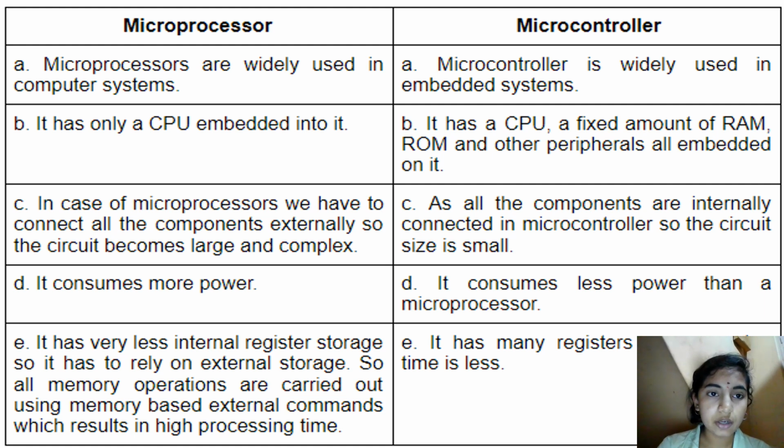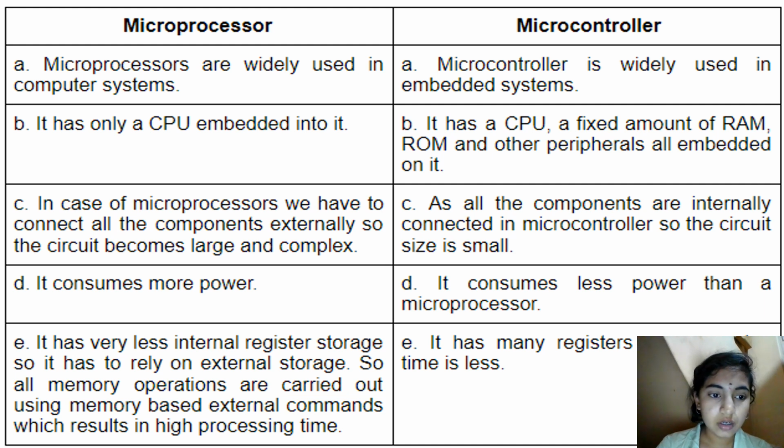So in case of a microprocessor, we have to connect all the components externally. So the circuit becomes large and complex. But in a microcontroller, as all the components are internally connected, the circuit size is small. So next, the microprocessor consumes more power, but the microcontroller consumes less power than a microprocessor.